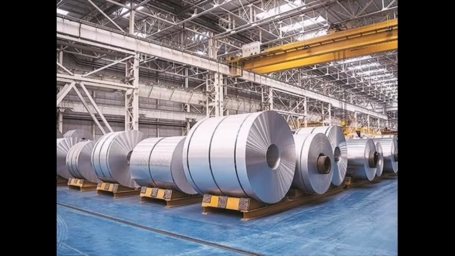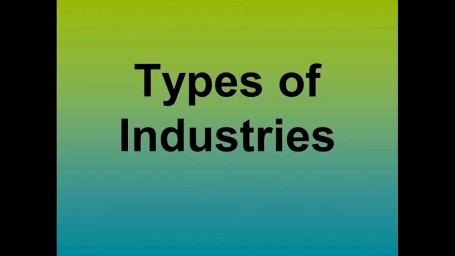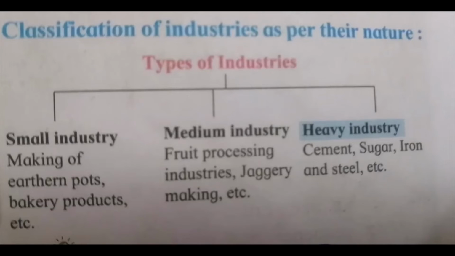Yes, children, because in Jamshedpur all these raw materials are available in the nearby area, it is the best place to establish the iron and steel industry. Correct? Now next we are going to see classification of industries as per their nature. See the table given on page number 53, there's a flow chart, types of industries. On the screen also you can see now, children.